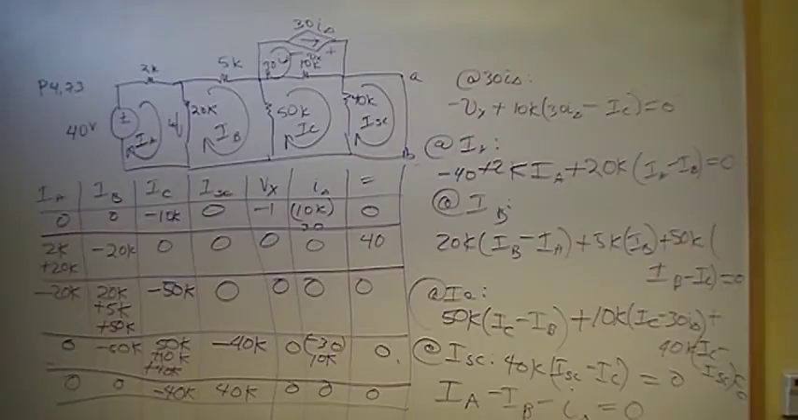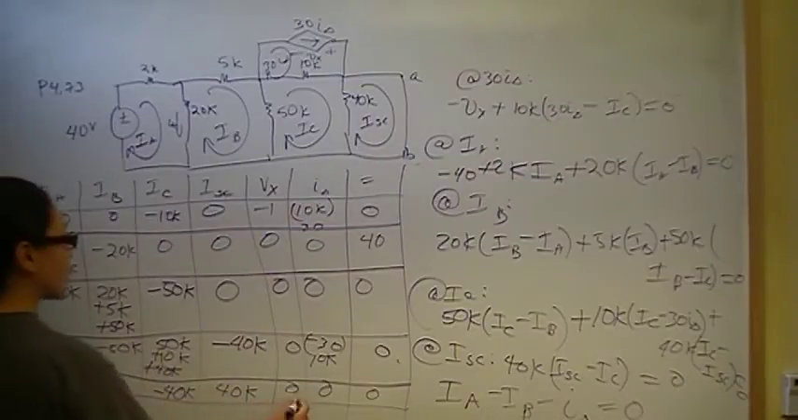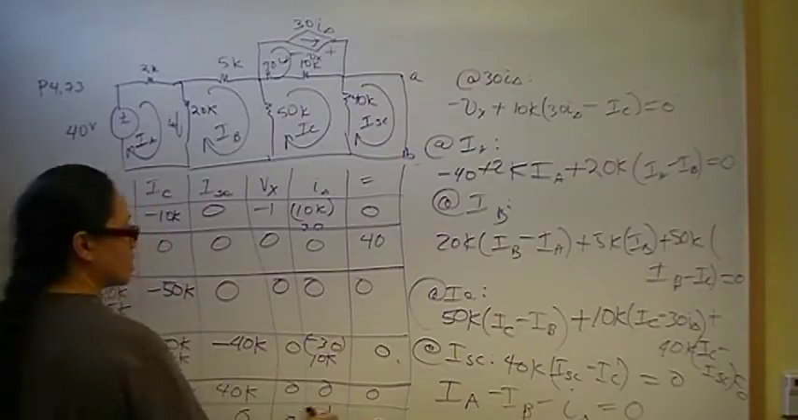And lastly, for our constraint equation, we have 1 for IA, -1 for IB, -1 for I delta, zeros everywhere else.